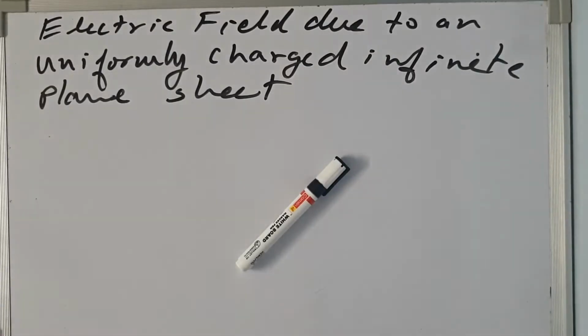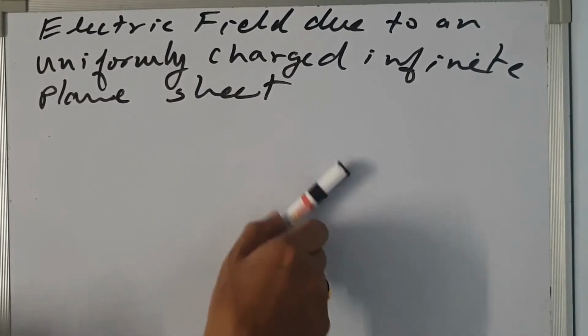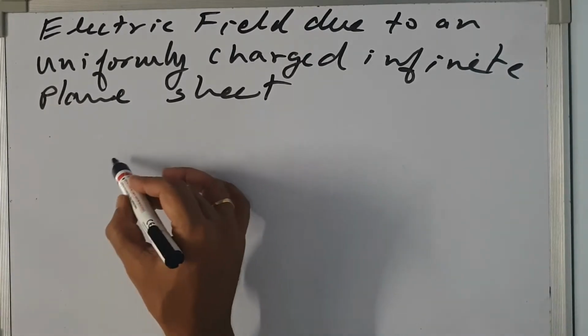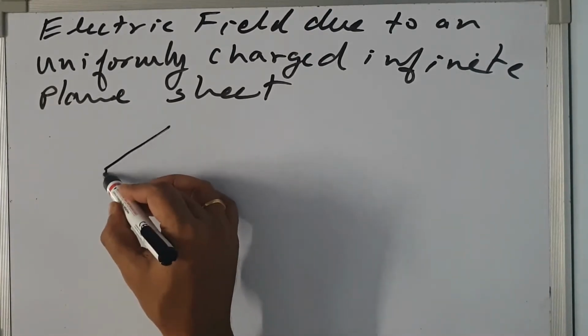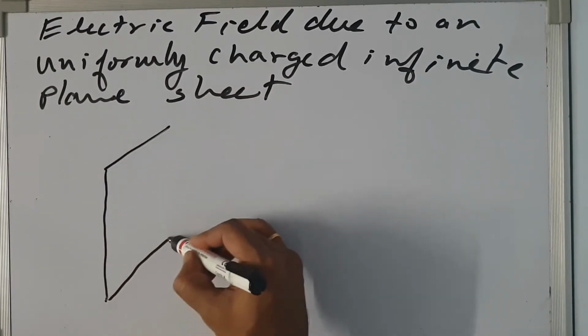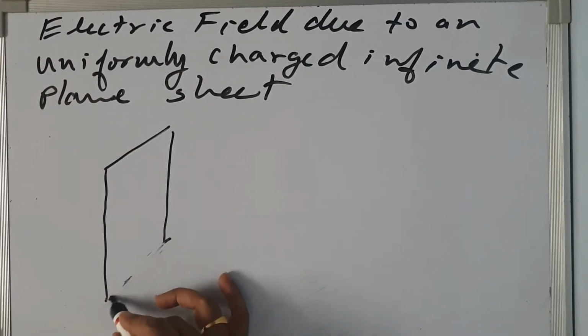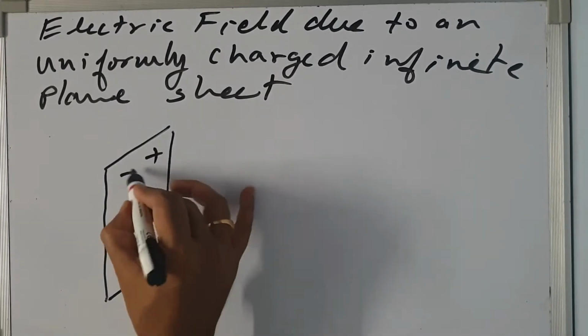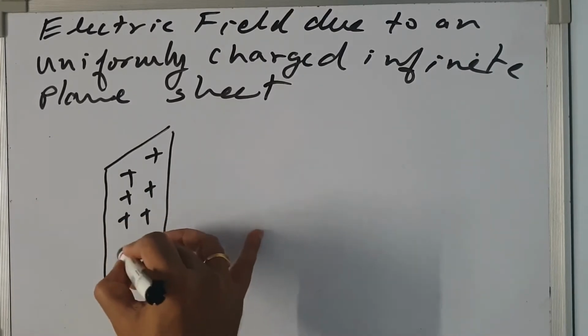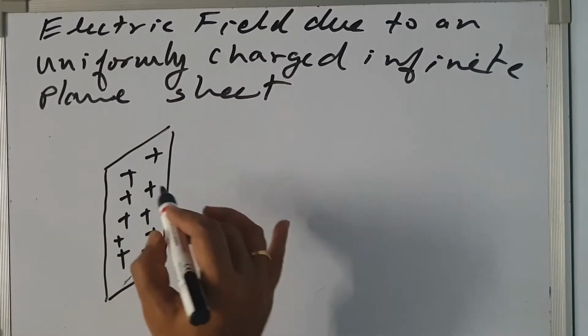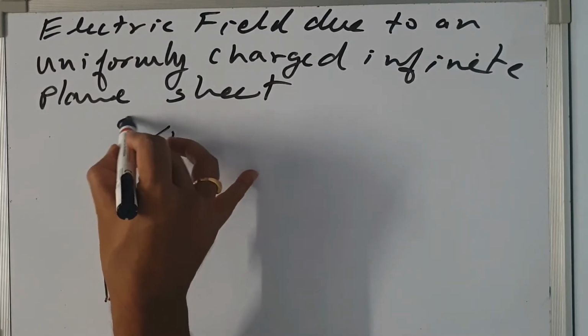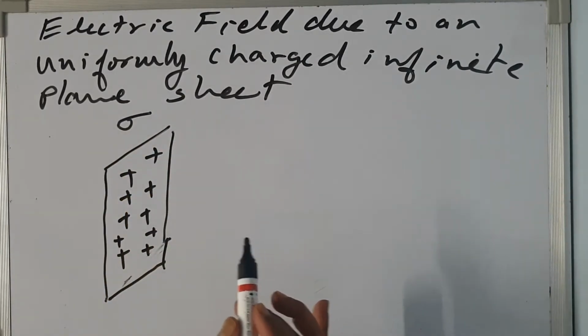Now we'll discuss the next application of Gauss's law, that is electric field due to a uniformly charged infinite plane sheet. Here is a plane sheet which is uniformly charged. Let the surface charge density be sigma, that is charge per unit area is sigma.